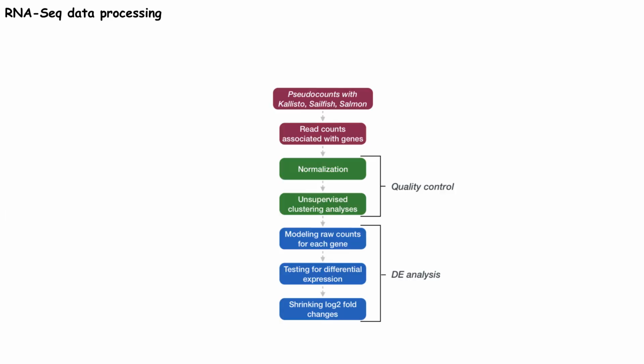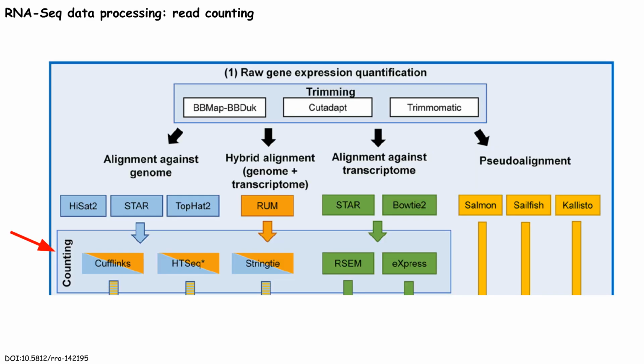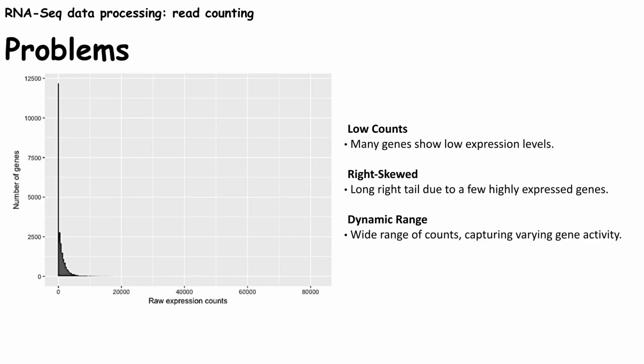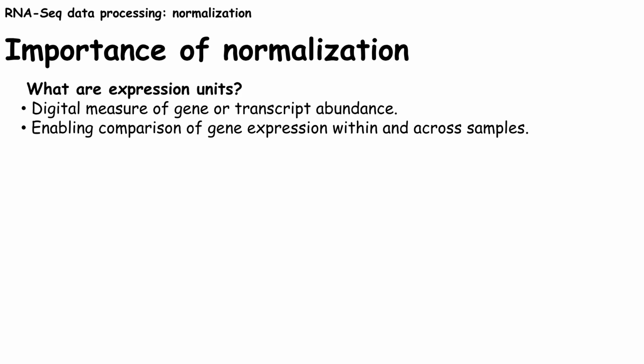RNA-seq data processing involves several steps to transform raw read counts into biologically meaningful expression data. A critical step is read counting, which quantifies the abundance of transcripts or genes. The result of read counting is a counting matrix, which shows the number of reads mapped to each gene or transcript across all samples. Common problems in read counting include low counts for many genes, a right-skewed distribution due to highly expressed genes, and a wide dynamic range of counts.